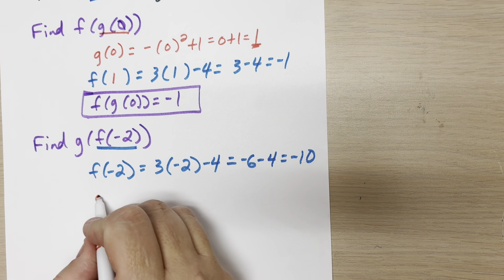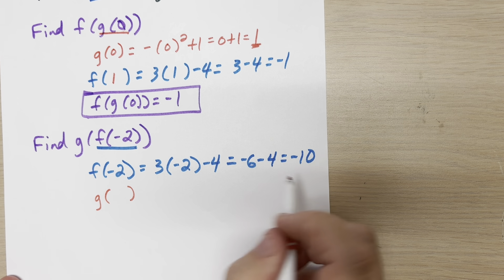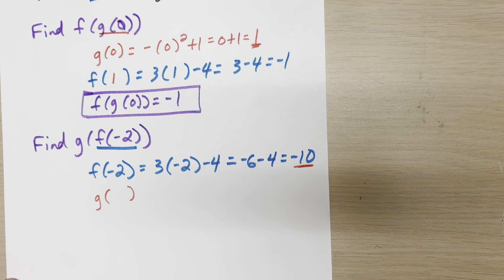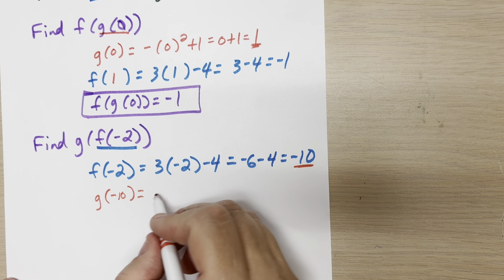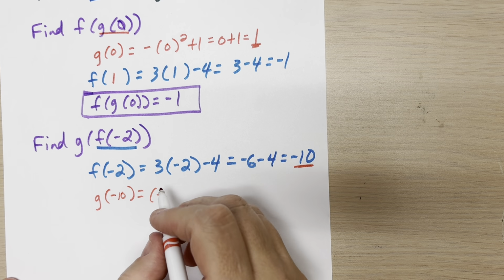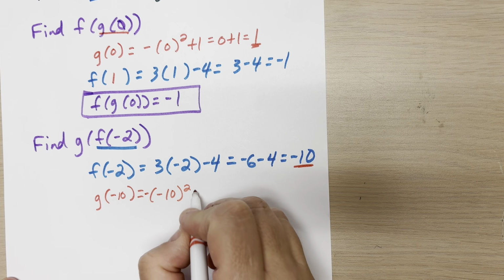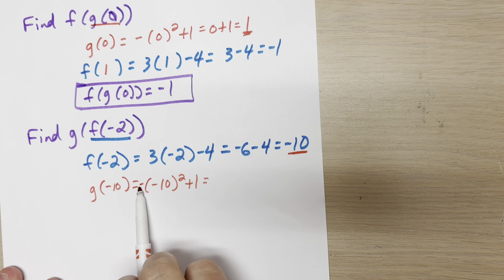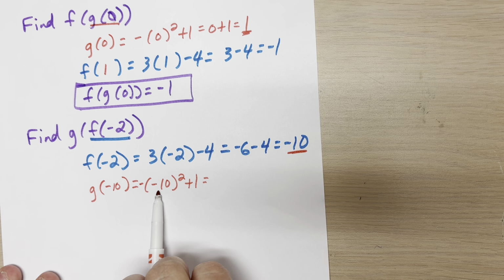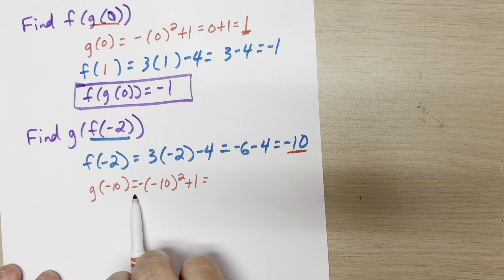I'm going to then go to the g function rule and substitute in what I got at the end here. So I'm going to find g of negative 10 using the g of x function rule. So I have the opposite of negative 10 squared plus 1. Now be careful of this, okay? We have the opposite of negative 10 squared. A lot of students look at this and they say, oh, that cancels out.